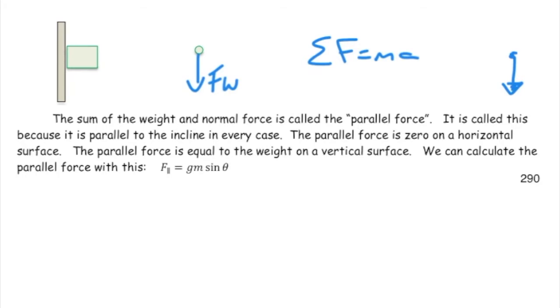The sum of the weight and the normal force is called the parallel force. It is called this because it is parallel to the incline in every case. The parallel force is 0 on a horizontal surface. The parallel force is equal to the weight on a vertical surface. We can calculate the parallel force with this. The parallel force is always gm sine theta.